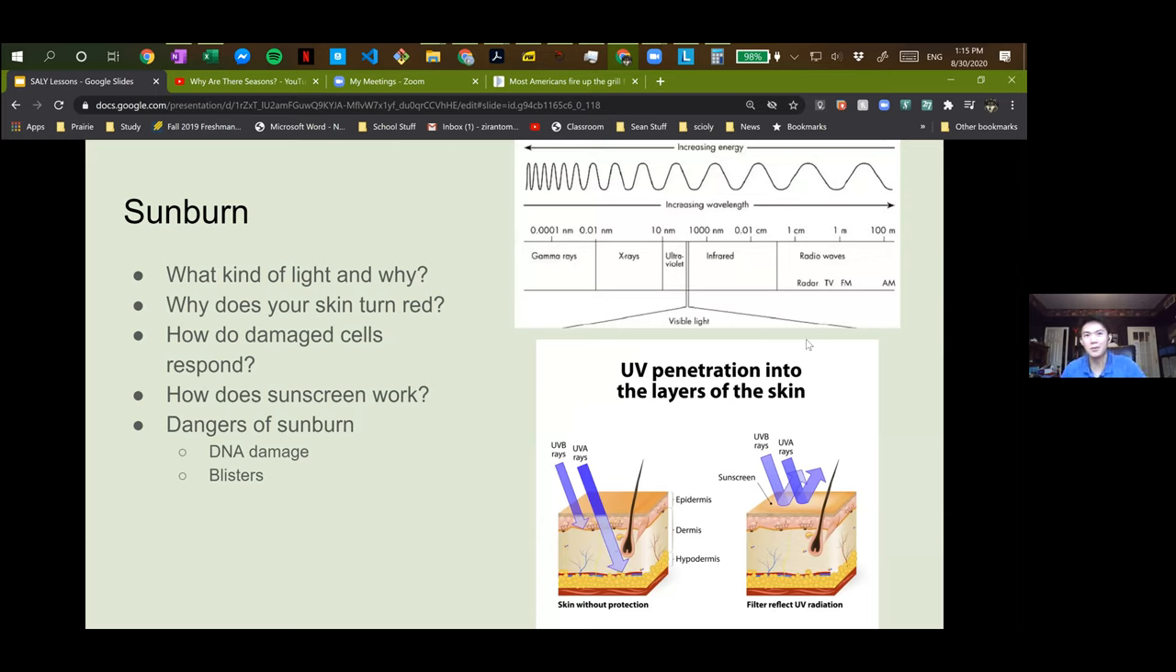And hopefully none of you have experienced this this summer, but another thing that people talk about in the summer is sunburn. Sunburn is only due to a very specific kind of light, and that light is ultraviolet, or UV.